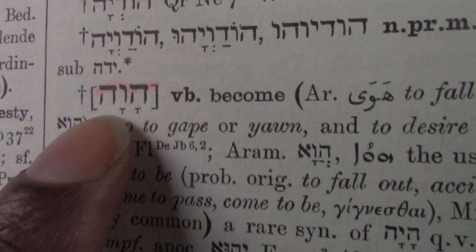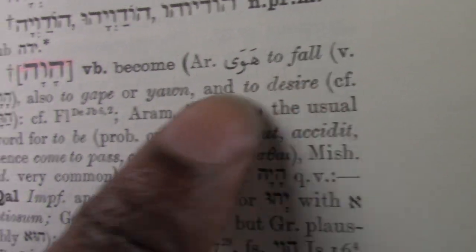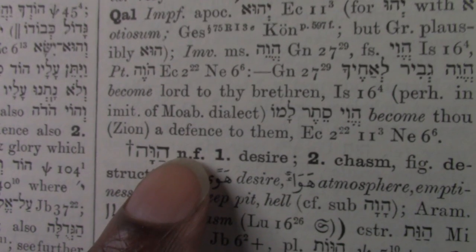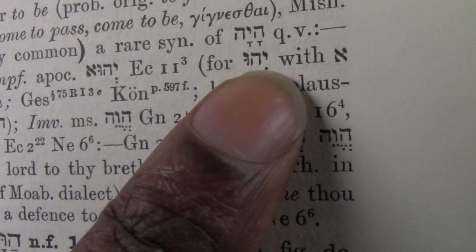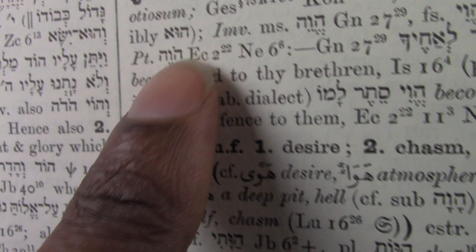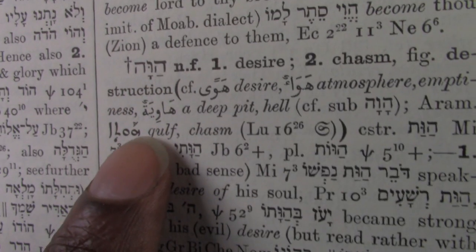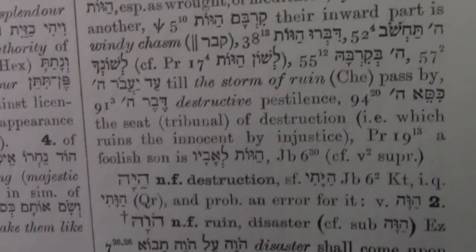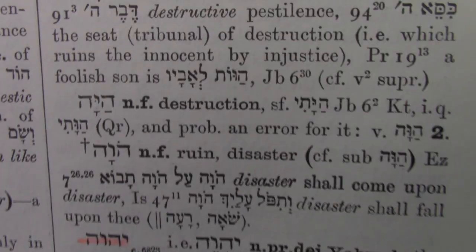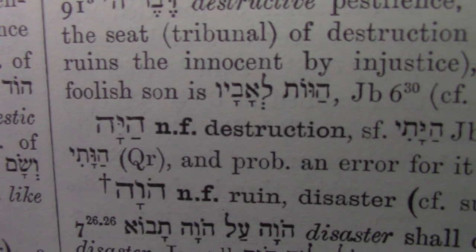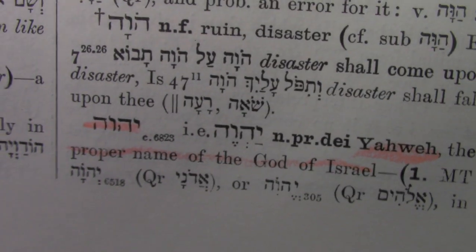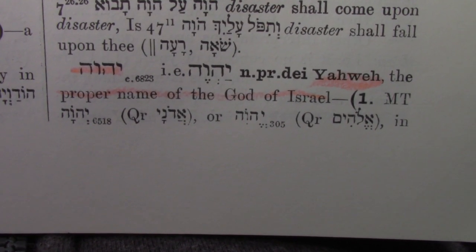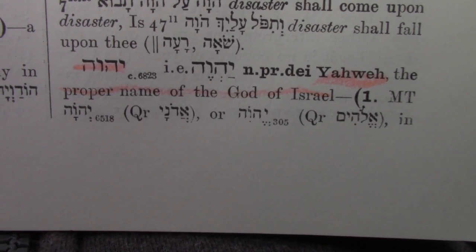Then we come to Hawa. Become. To fall. And etc. Right? And then we come down here. I just had to see something interesting. Yahoo. Now we come down and we got Hawa still, desire, etc. Now that's Hayah right there. Under Hawa goes back to Hawa. Then we got Yahweh, Yahuwah, etc. right there. So that's what that would be. It says Yahweh, the proper name of the God of Israel.